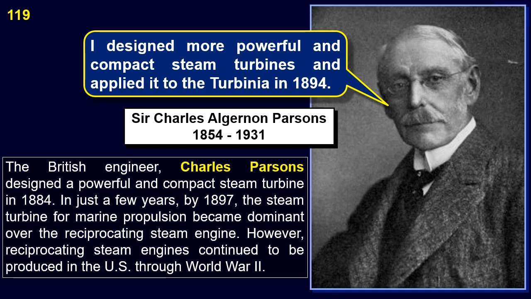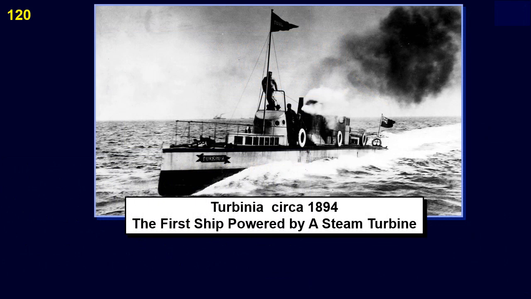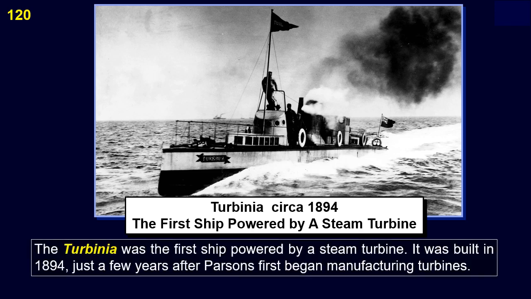In just a few years, by 1897, the steam turbine for marine propulsion became dominant over the reciprocating steam engine. However, reciprocating steam engines continued to be produced in the U.S. through World War II. The Turbinia was the first ship powered by a steam turbine. It was built in 1894, just a few years after Parsons first began manufacturing turbines.